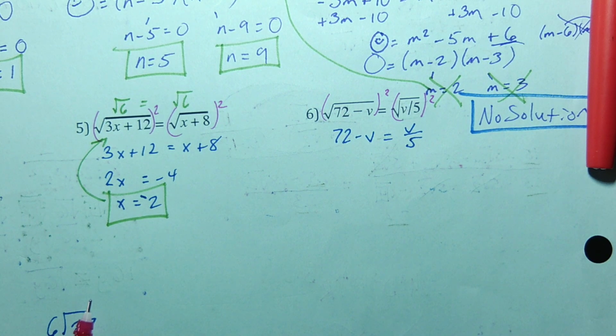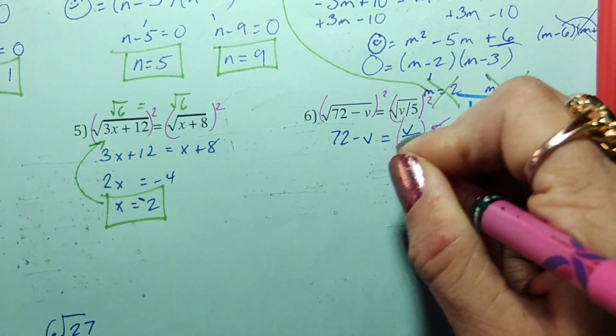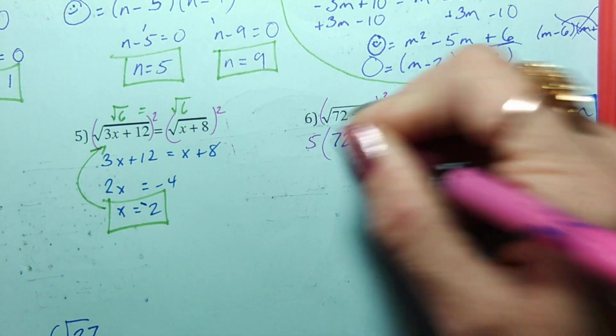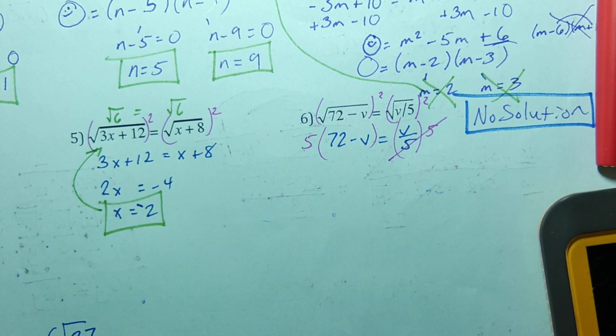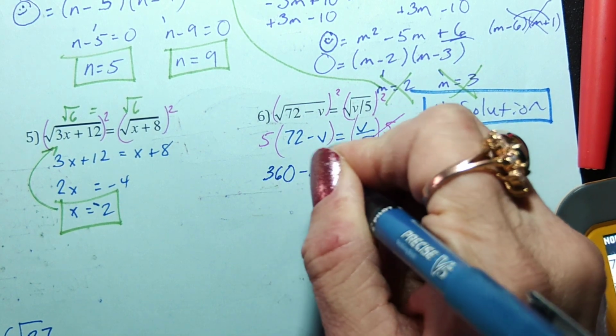Now, your first reaction is probably, gross, I don't like that fraction. What can we do about that fraction? Multiply by 5. So we're going to multiply this side by 5, and this entire side by 5. So let's see. 72 times 5 is 360, minus 5v.